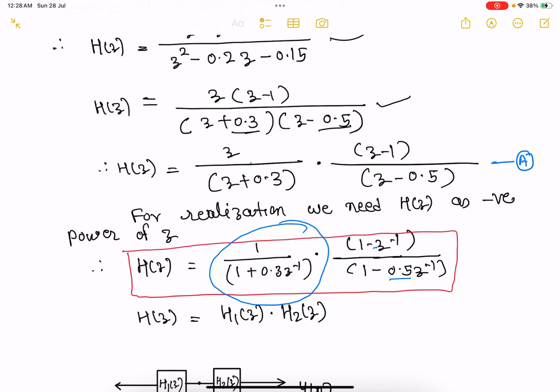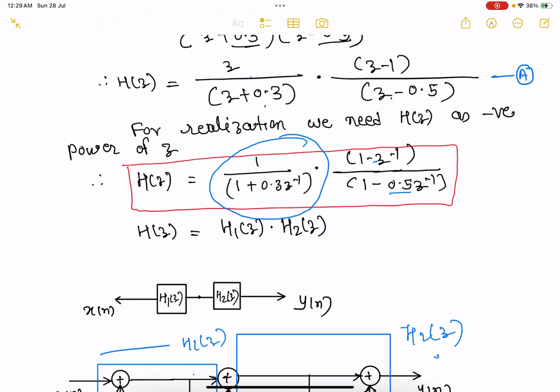and write the entire transfer function as the multiplication of H1(z) and H2(z). Again, before drawing the realization block diagram, the transfer function should be converted back into the negative power of z. So this is the final transfer function in negative power of z. Then to draw the realization block diagram, first we'll draw H1(z) in direct form 2 and then H2(z) in direct form 2. So this is the first stage, H1(z).